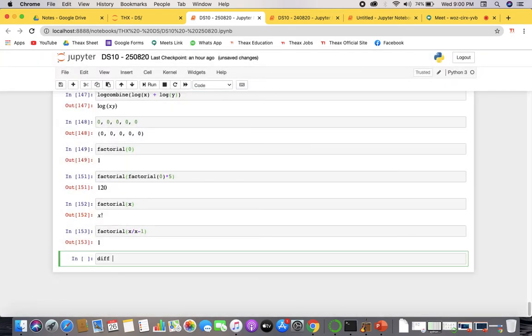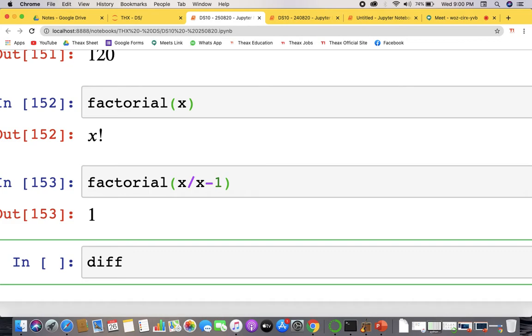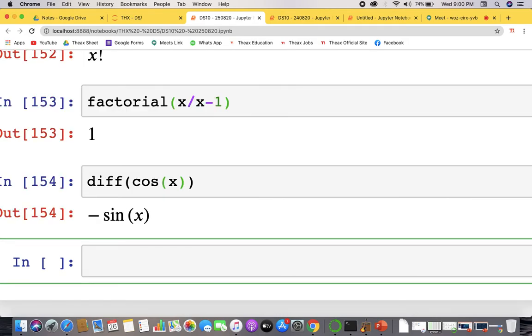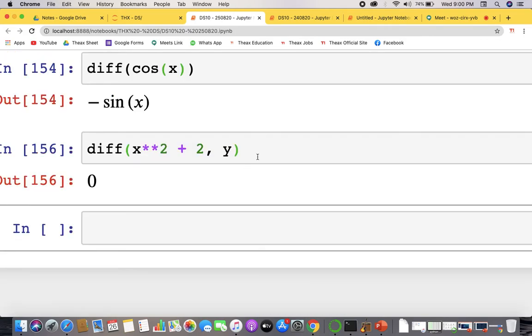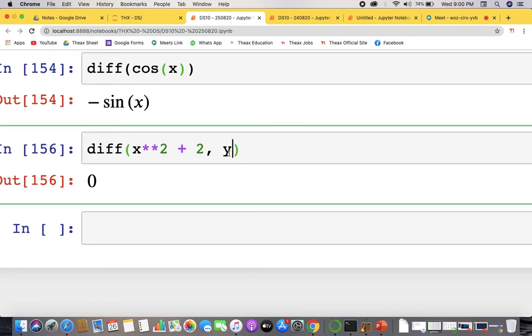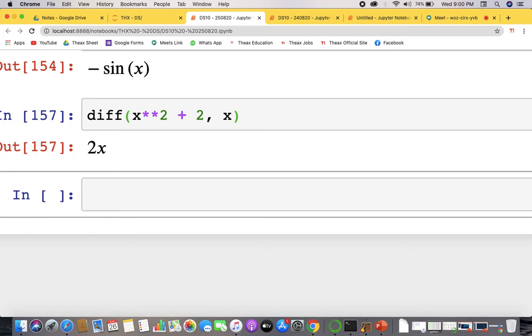So you can use this diff function to differentiate any expression. We want to differentiate cos x. So the differentiation of cos x is minus sine x, right? Now we want to differentiate another equation, x squared plus 2x. You can write with respect to x or y, whatever you want. With respect to y it will be 0 obviously, but with respect to x it will be 2x. Okay, if you remember the differentiations, right?